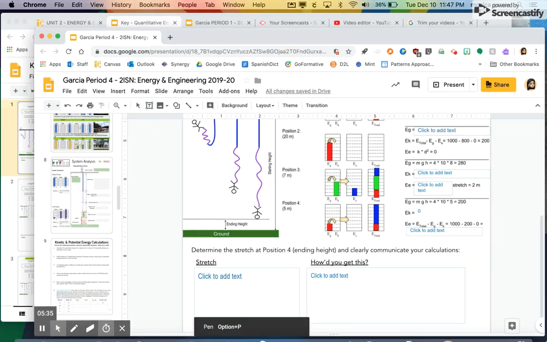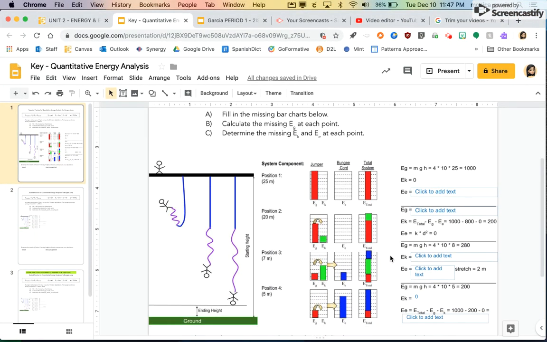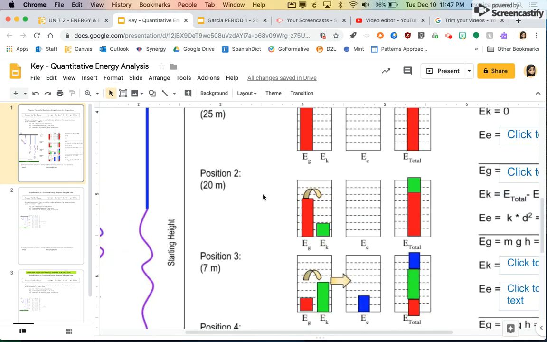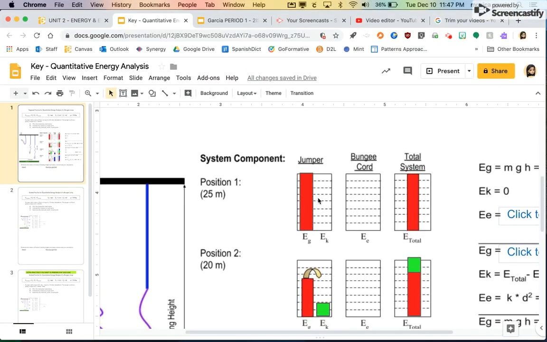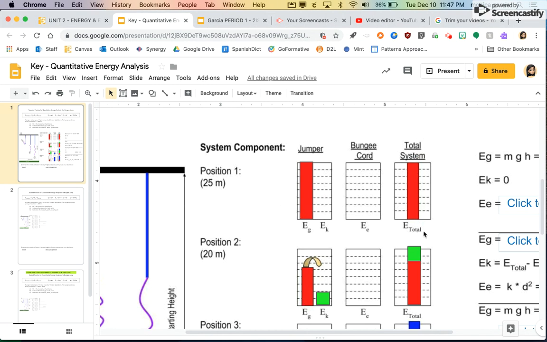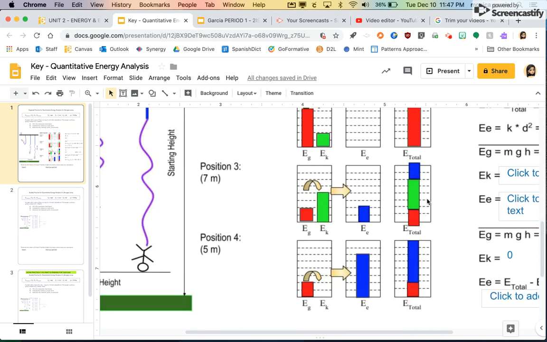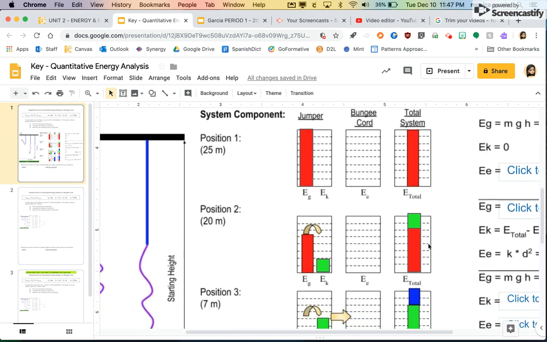Okay, so I actually have one that's already done. If we zoom in here, let me just make sure I'm still recording. You should see that the total energy at the first position is completely gravitational, which matches the total energy in the system. So if we start with 8 units of energy in position 1, we need to make sure that we have 8 units of energy in every single position. So that's position 1, all gravitational.